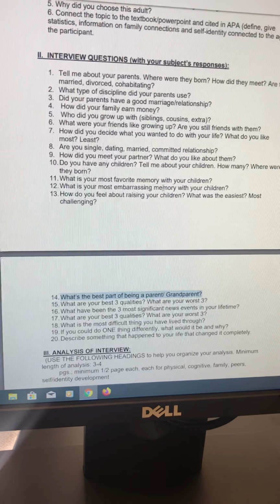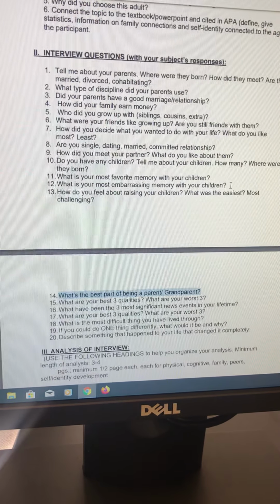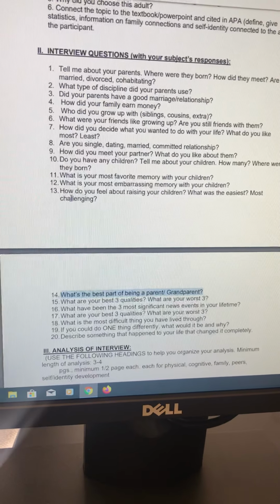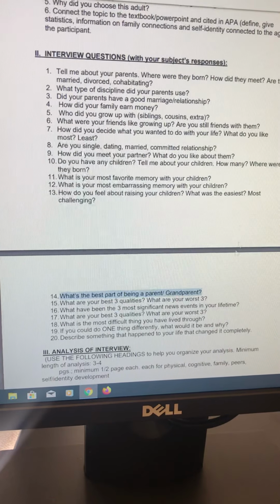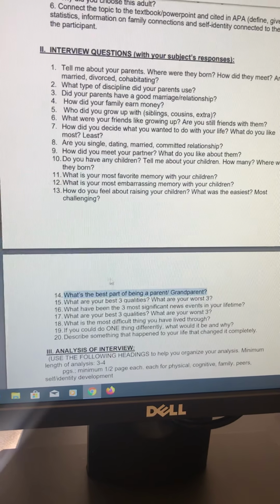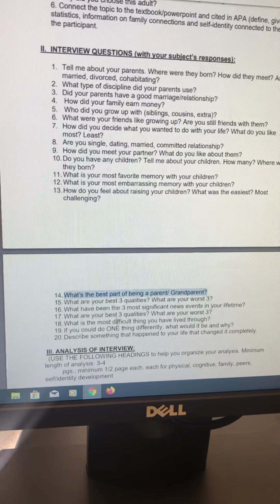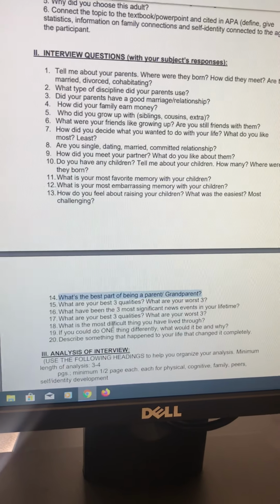What is your most embarrassing memory with your children? If they have children, you ask it. If they don't, what was your most embarrassing memory as a child? So you can slightly reword it to whoever you're interviewing. And I want details in that. I want this to flow like an essay still.